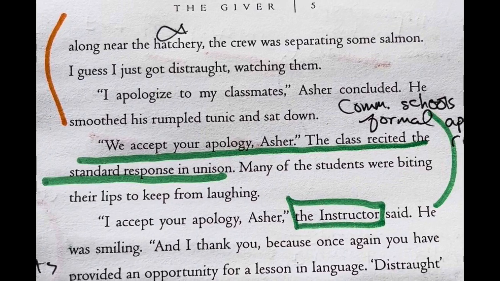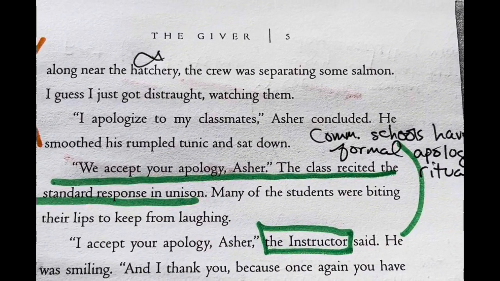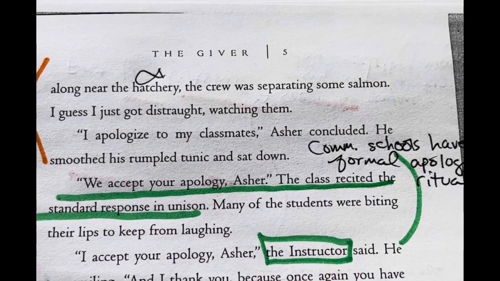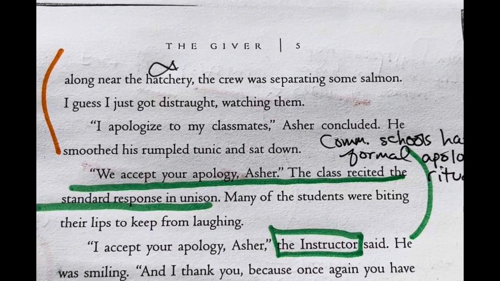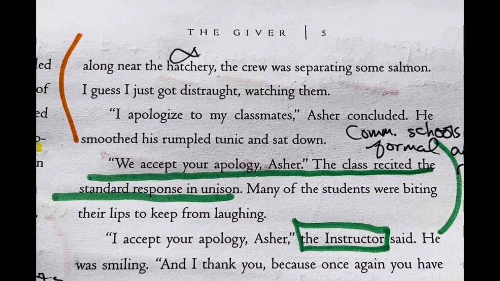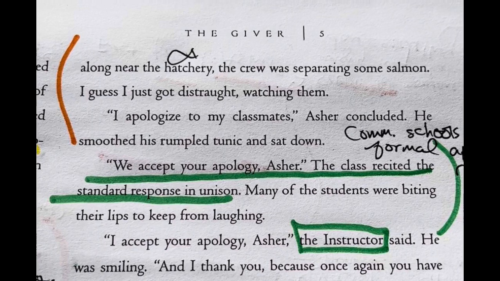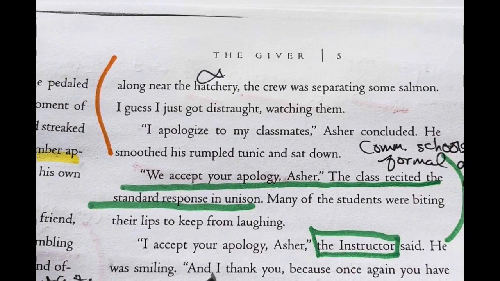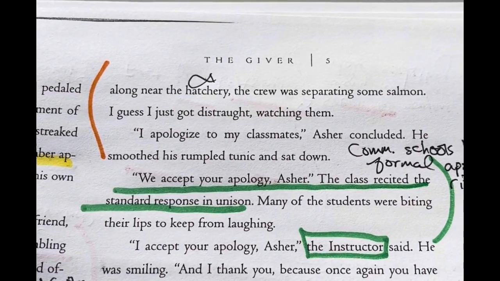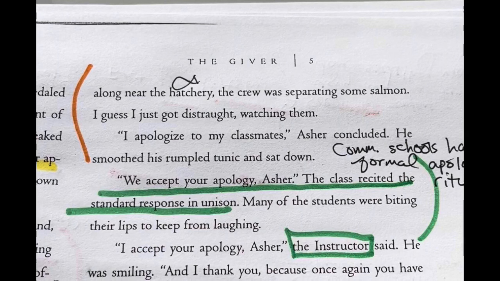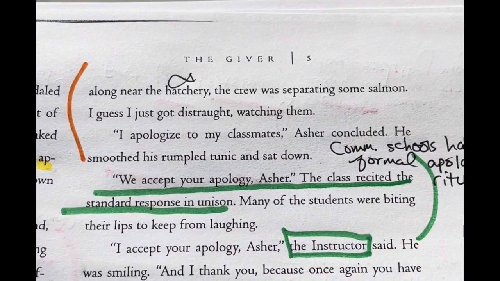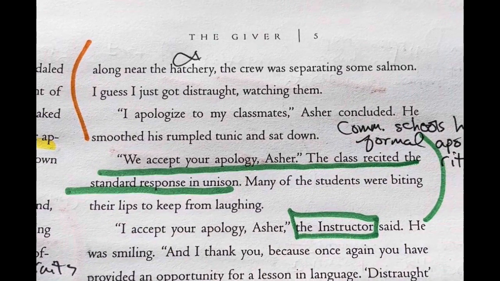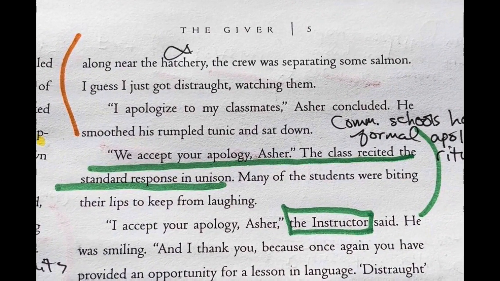I guess I just got distraught watching them. I apologized to my classmates, Asher concluded. He smoothed his rumpled tunic and sat down. We accept your apology, Asher. The class recited the standard response in unison. Many of the students were biting their lips to keep from laughing. I accept your apology, Asher, the instructor said. He was smiling. And I thank you because once again you have provided an opportunity for a lesson in language. Distraught is too strong an adjective to describe salmon viewing. He turned and wrote distraught on the instructional board. Beside it, he wrote distracted.